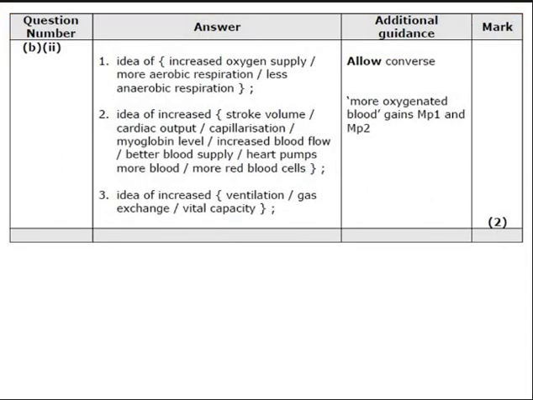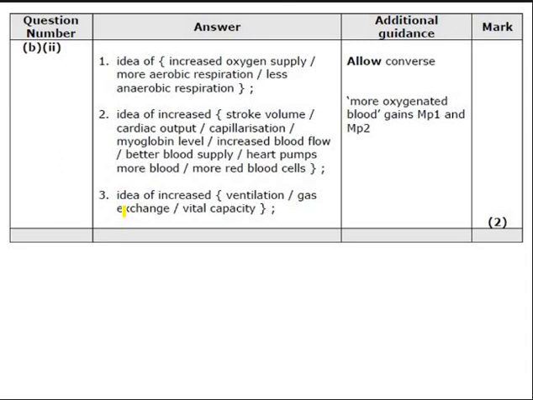Here's our answer. So, the difference between an athlete and non-athlete. Athletes train, okay? They do a lot of exercise. Their aerobic capacity is more. They are more efficient. So the idea of increased oxygen supply, more aerobic respiration, less anaerobic respiration. Now, we haven't done stroke volume and cardiac output. I'm doing that with them next, but it would be reasonable to suggest that they've got a better blood supply, or they've got more oxygenated blood, or their heart pumps more blood, or they've got more red blood cells. You should know about cardiac stroke volume. They're year 1. So their heart's more efficient basically.